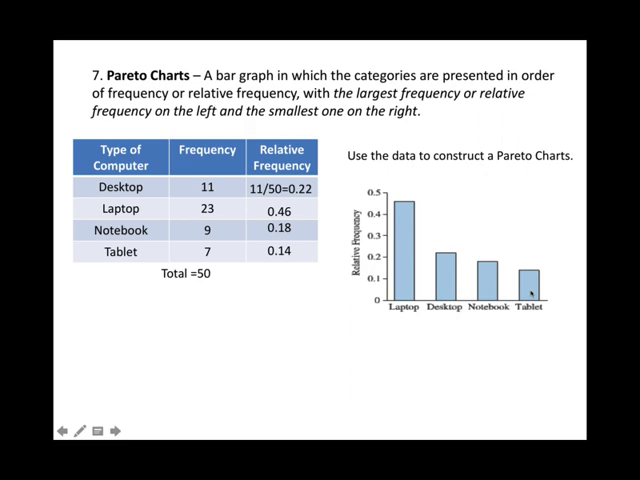Okay, number 8, the pie charts. A pie chart is a graph that depicts qualitative data as slices of a circle, in which the size of each slice is proportional to the frequency count for the characteristic. So we need to calculate the size of the sector. And this is going to be the formula. It will be equal to the relative frequency times 360 degrees.